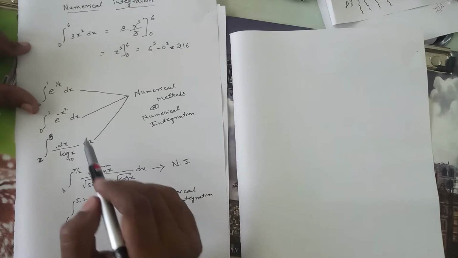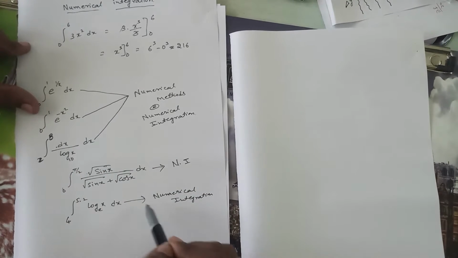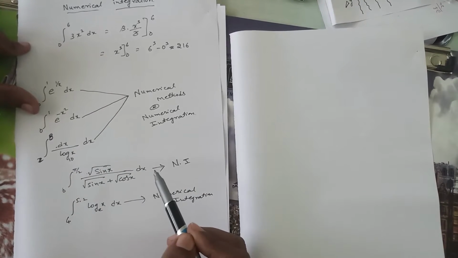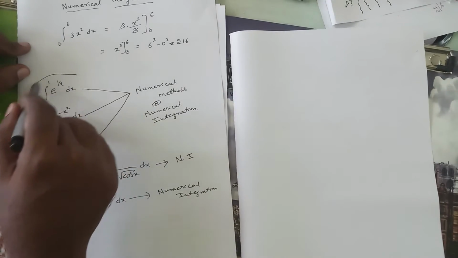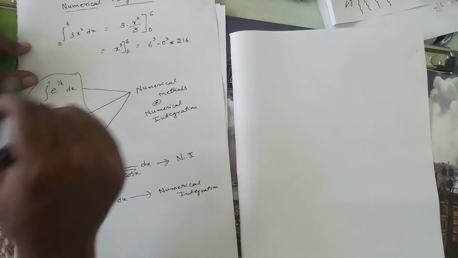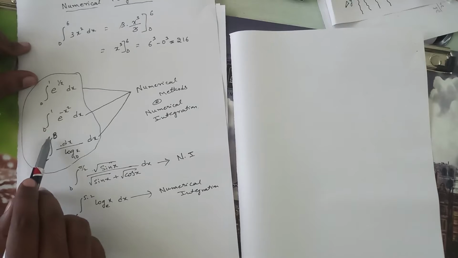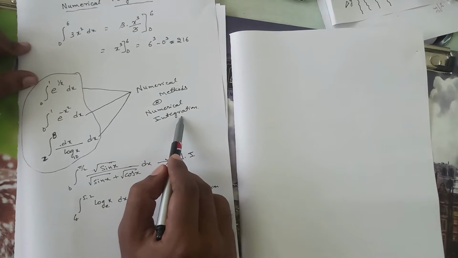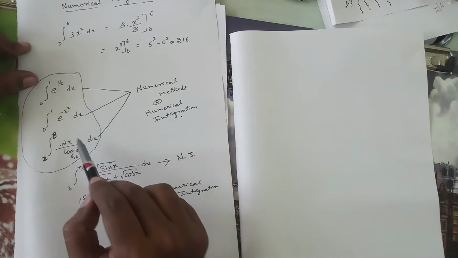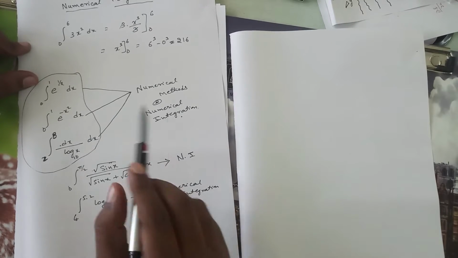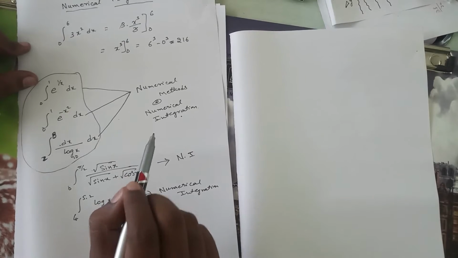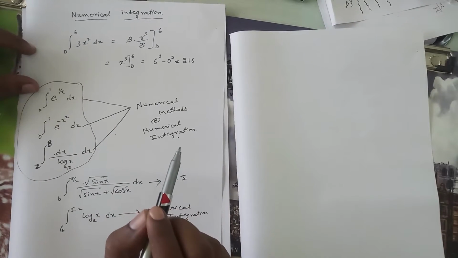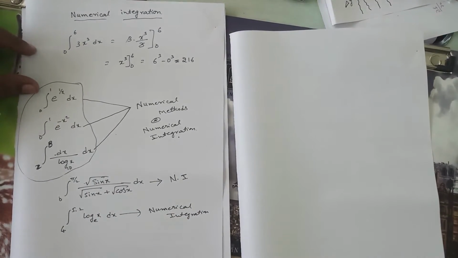Sometimes you'll get a solution, but it is very difficult in the direct method. At that time you can use numerical integration. And for this type of problems where you can't find the solution, you can also use numerical integration. So you'll get a solution for this type of problems, but you'll not get the exact answer. You'll get only an approximate solution.